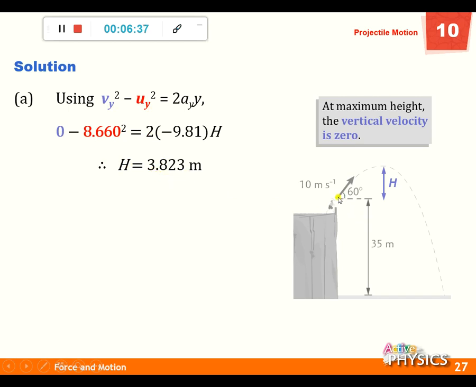It means that after your projection, you should take a certain time to reach the highest point. The highest point should be 3.8 meters from the starting point, the starting level. And then, of course, this object will move down from there. Then, pay attention to the question. This one asks you from the sea level, what's your maximum height? Then you should add 35.